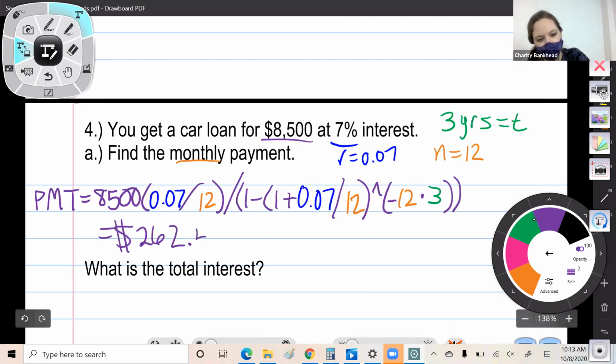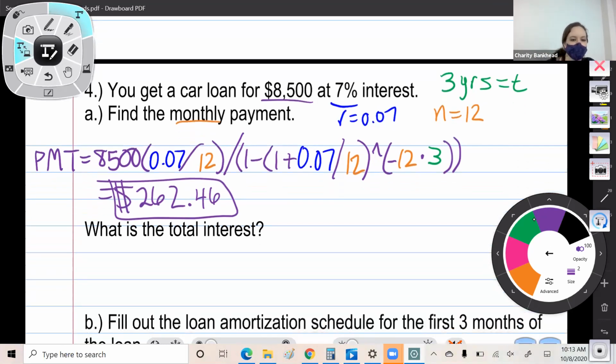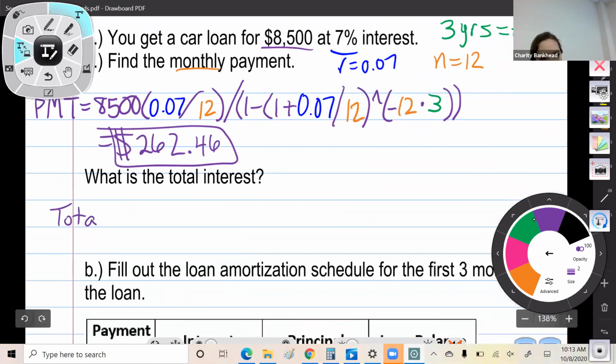262.46. All right, so what is the total amount of the interest? Okay, well, let's figure out how much total we actually paid. We paid $262.46 every month for 3 years. So times it by 12, times that by 3.